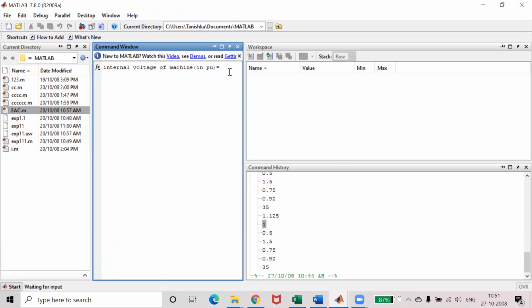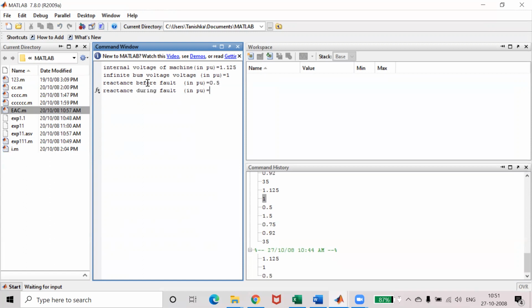The first input, the internal voltage of the machine E, we have calculated as 1.125. After giving the input, just press the enter key. The second input, the reference voltage, is 1. Reactance before fault, already given, is 0.5. X2 during fault is 1.5. Then after clearing the fault we have 0.75. Then again press enter. The mechanical power we found is 0.92. Again press enter.